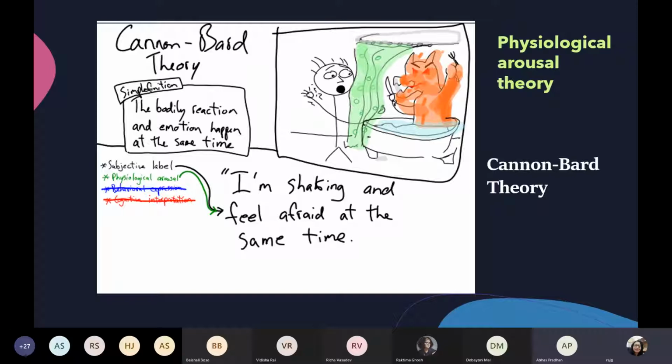So these happen parallelly. One does not influence the other. So Cannon-Bard's theory is different from the common sense view that I feel I am afraid, therefore I am shaking, and James-Lange's view which says that I am shaking, therefore I am afraid. It says that no, the feeling afraid and the shaking happen together, simultaneously. Okay, now comes the new theory.